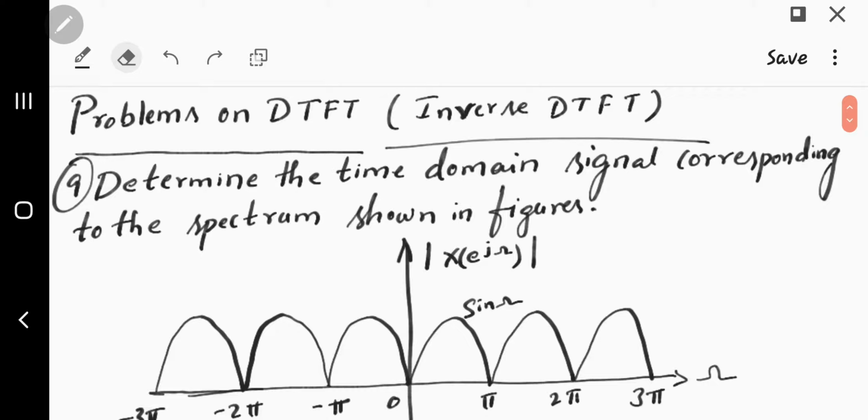Hello students. In the previous video we took some examples based on the properties of DTFT. That means how we can use the properties of DTFT to solve the problem or to get the end result. Now I'm taking a different kind of problem in this video, and I'll also take some examples on inverse DTFT as well. Some unique kinds of problems here.